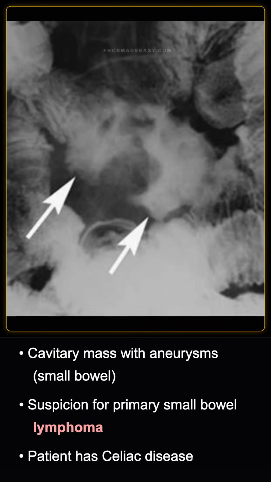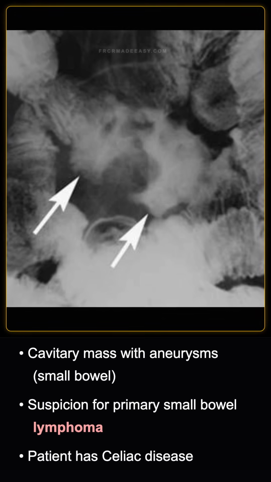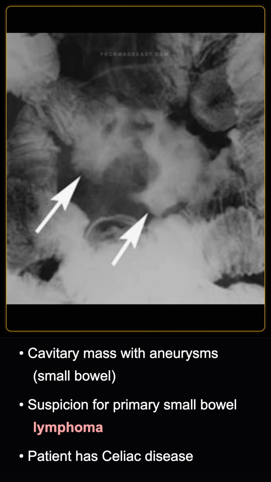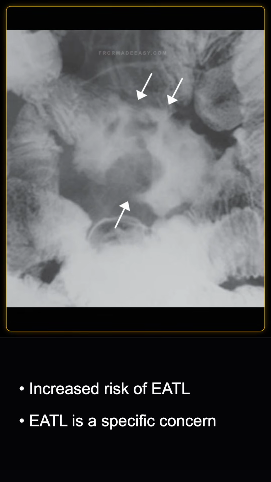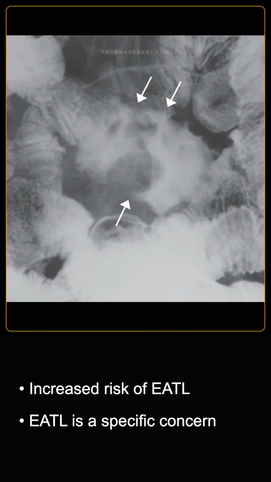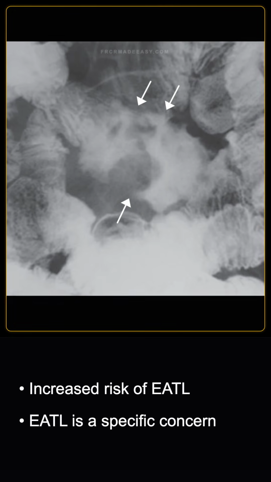defects represent? In that case, the development of a focal cavitary mass with aneurysmal dilatation in a patient with celiac disease is highly suspicious for a superimposed primary small bowel lymphoma. What specific rare histological subtype of lymphoma is uniquely associated with untreated or poorly controlled celiac disease? These patients are specifically at a much higher risk for developing enteropathy-associated T-cell lymphoma, or EATL.